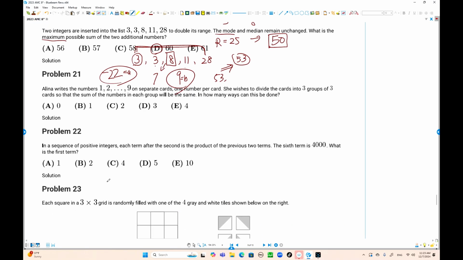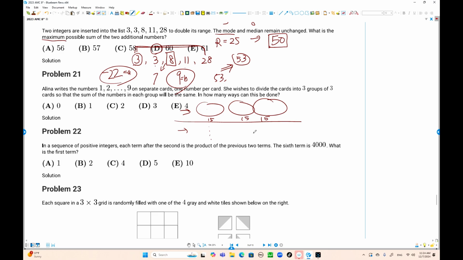So I now write the numbers 1 to 9 on separate cards. We wish to divide the cards into 3 groups: group 1, group 2, group 3 over here, so that the sum of each group is 15. How can you divide these 9 numbers so that the sums are equal?